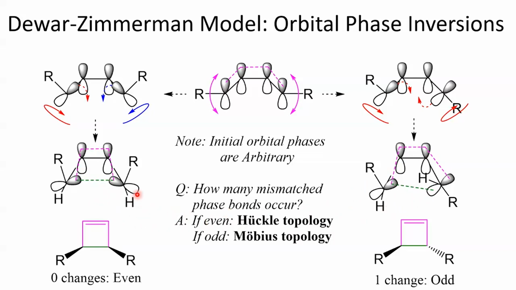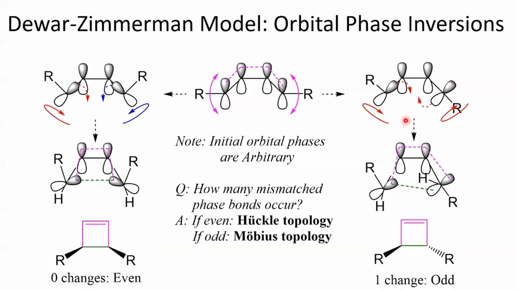After we've done that, we ask a question, which is how many mismatched phase bonds have occurred by whatever rotation method we've chosen, be it conrotatory or disrotatory. Looking over here on the left, keeping our initial pink bonds intact and drawing in our new bond in green, what we can see is that all the bonds that we've drawn have the same phase. So there are no mismatched bonds occurring by this method. Given there are 0 bonds with mismatched phases, we're going to class 0 as an even number. Therefore, this is going to be the Huckel topology in our product.